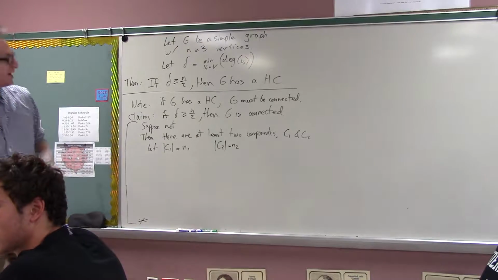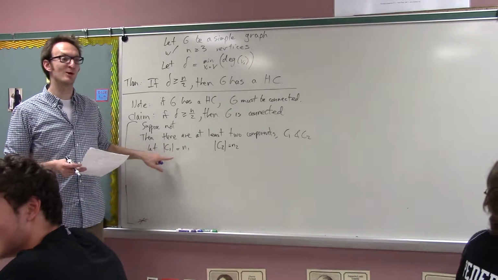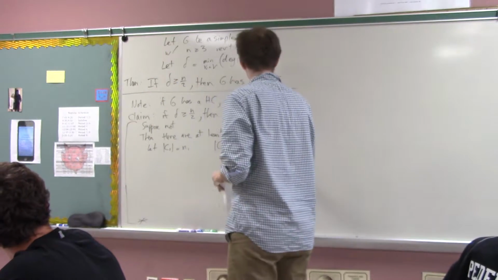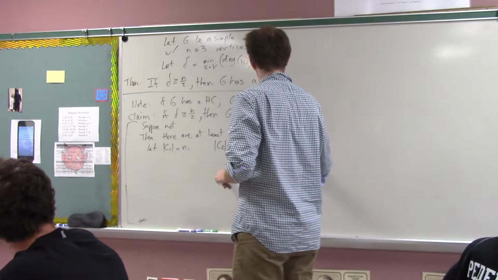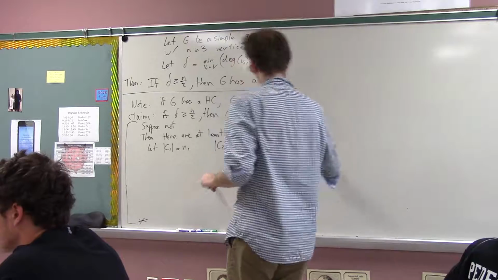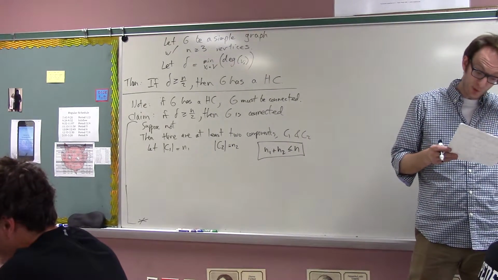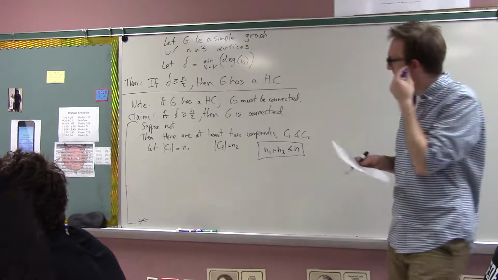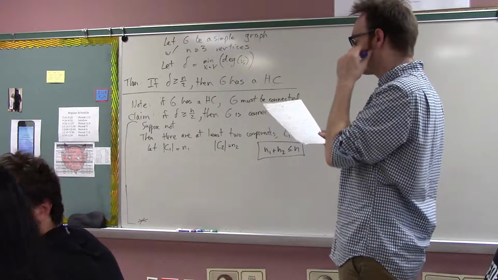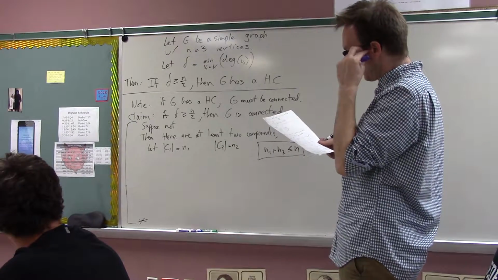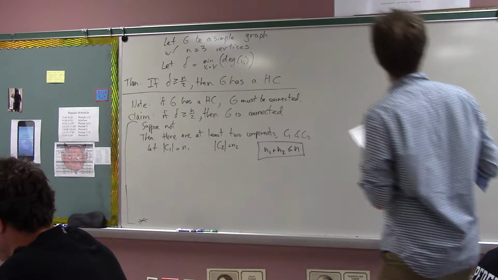Don't talk. Okay, good. If there are more than 2 components, then when you add these up, you're going to get something less than N. So claim: N1 plus N2 is less than or equal to N. Everyone agree? Okay, good. Let me see this. All right, I need more space for this. Take a vertex which is in component 1.